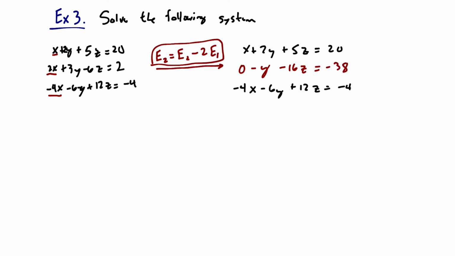Now, we want to go ahead and get rid of this negative 4x here. So we're going to replace, again, equation number 3 with equation 3 plus 4 times equation number 1. So nothing has changed to equation 1 or equation 2. Let's go ahead and rewrite them.